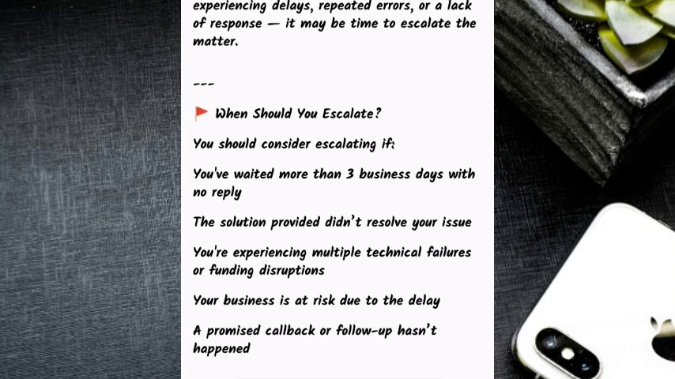You should consider escalating if you've waited more than 3 business days with no reply, or if the solution provided didn't resolve your issue, or if you're experiencing multiple technical failures or funding disruptions, or if your business is at risk due to the delay, or if a promised callback or follow-up hasn't happened yet.